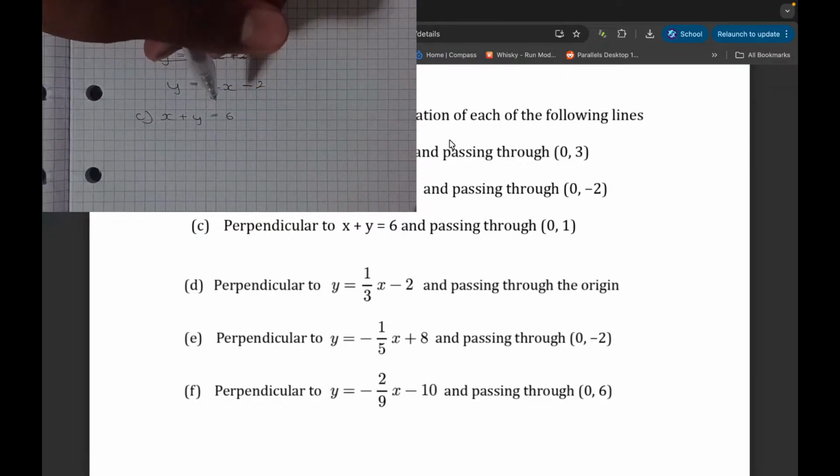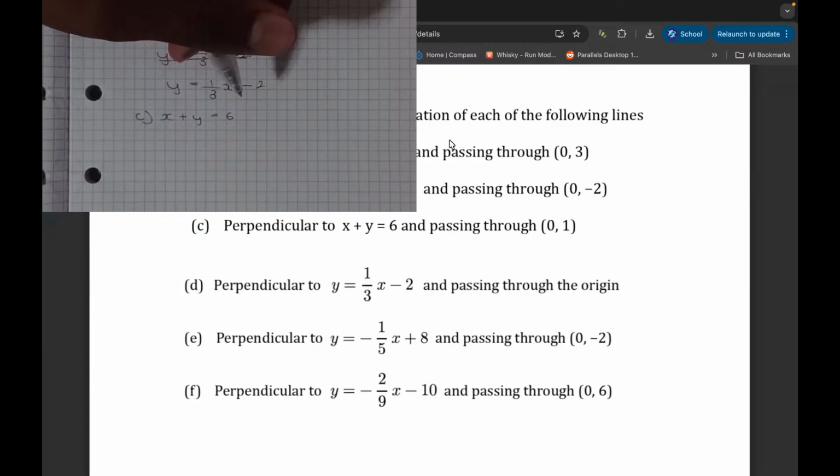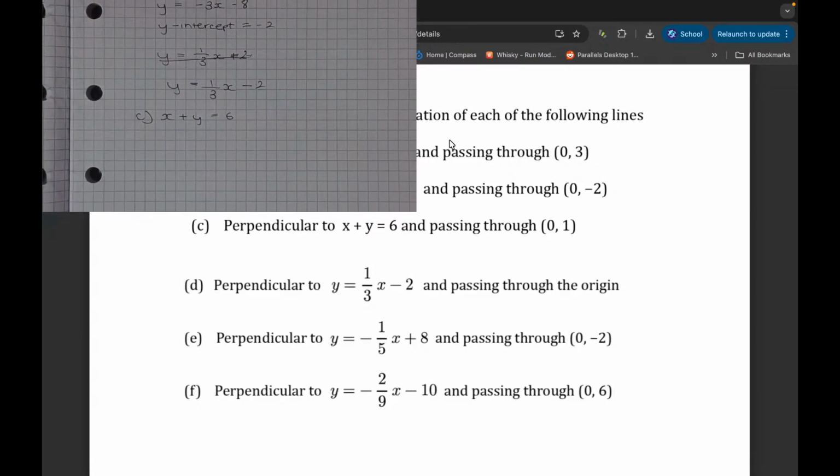Oh, I don't even understand this one. Passing through is what? We have the y set. No, wait, what? Isn't this supposed to be the y? X plus y. This plus y, so this is the gradient, 1x, plus the y-intercept. Oh, plus c, yes.